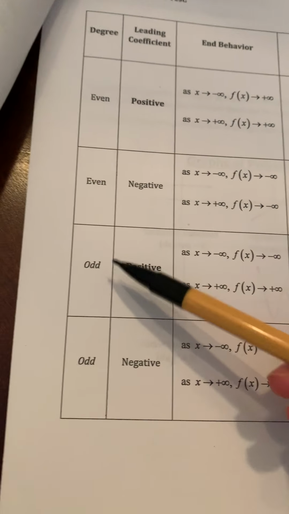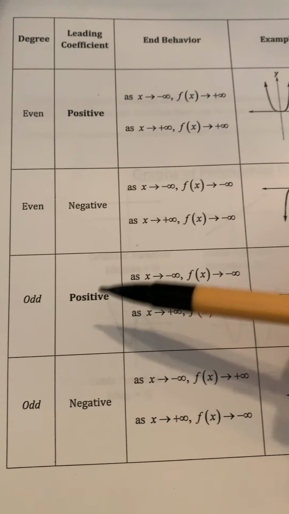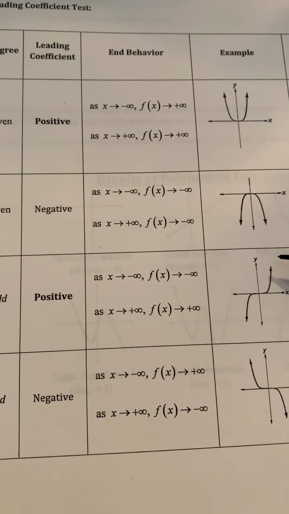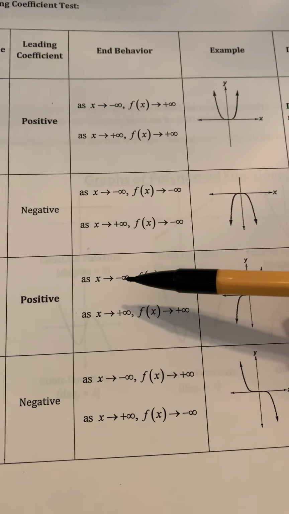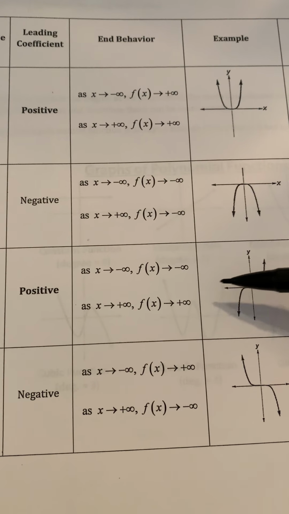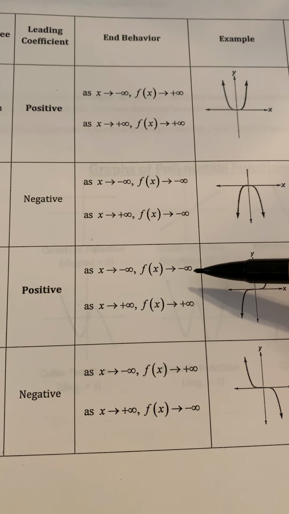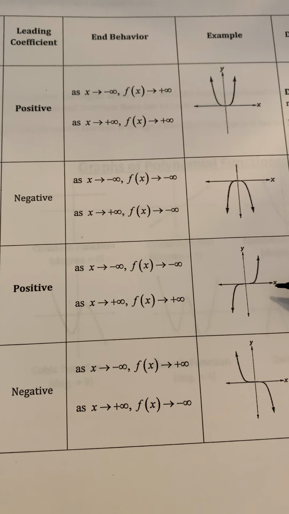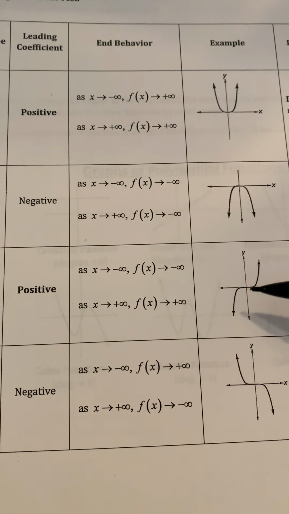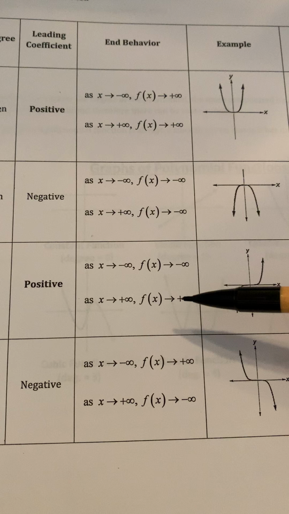What if I have an odd degree? We haven't really seen these before. Well, when it's an odd degree and positive, this is the general shape of my curve. It starts down and ends up. So what does that mean for end behavior? As x is going to negative infinity, as the x values get smaller, the y values are going down. They're also going to negative infinity. As the x values get larger, what's happening to my graph? It's going up. So as x goes to positive infinity, so does the y values.